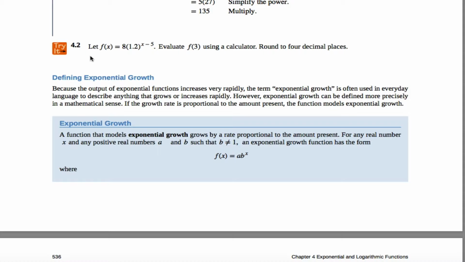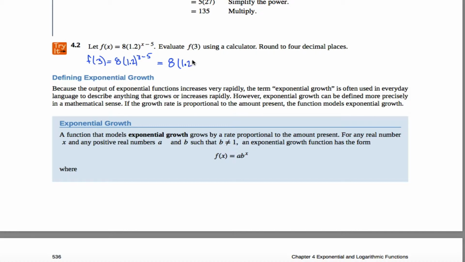So to figure out f of 3, the first thing you have to understand is that you just follow your functional blueprint here, except you change all the x's into 3's. So you've got 8 times 1.2 to the 3 minus 5 power. If you throw this into a calculator, you just go typing in numbers. But what I'm going to do is show you how you could do this without a calculator.